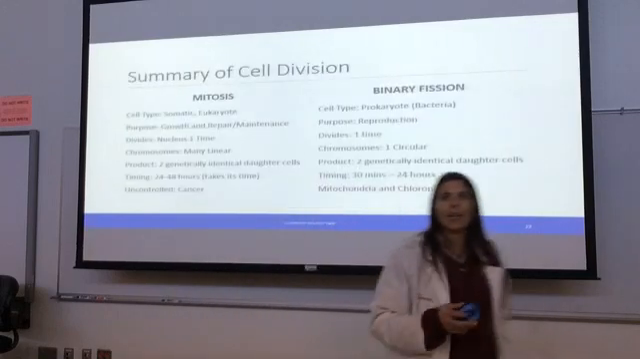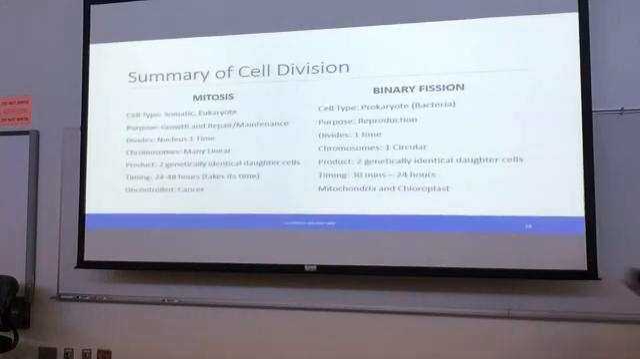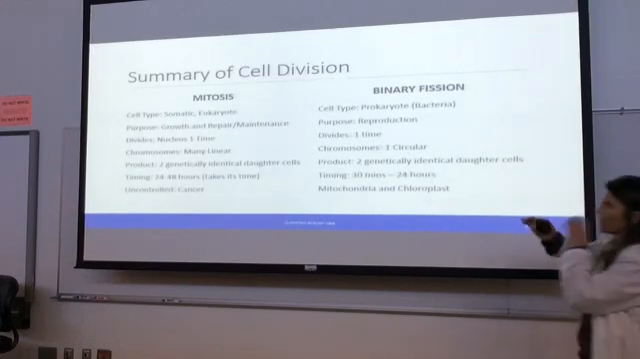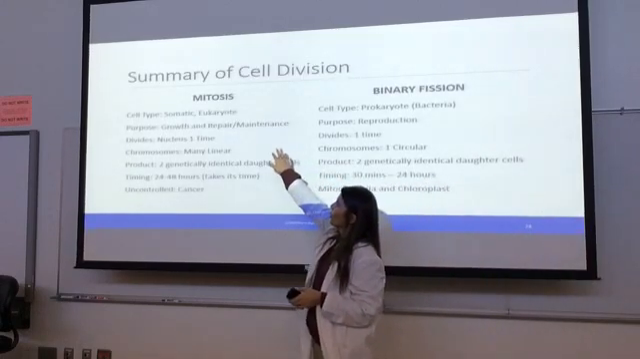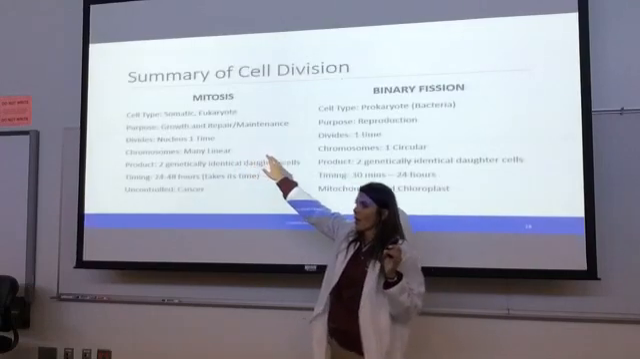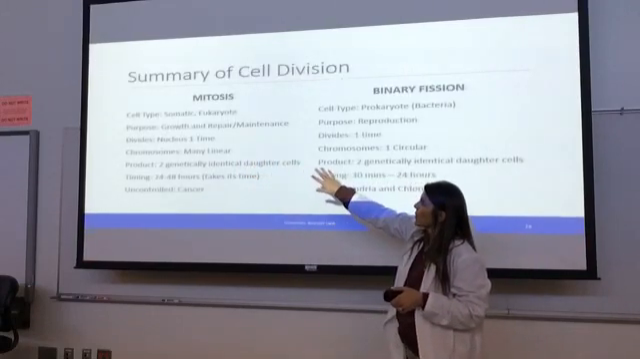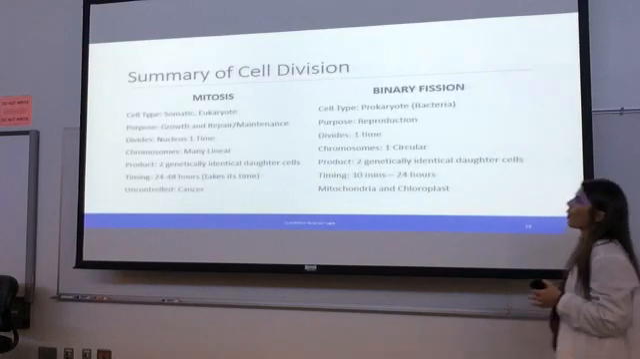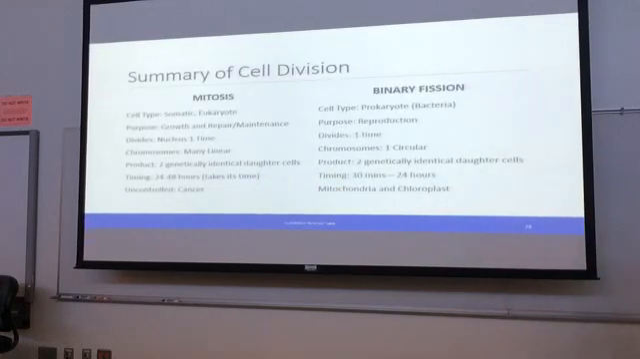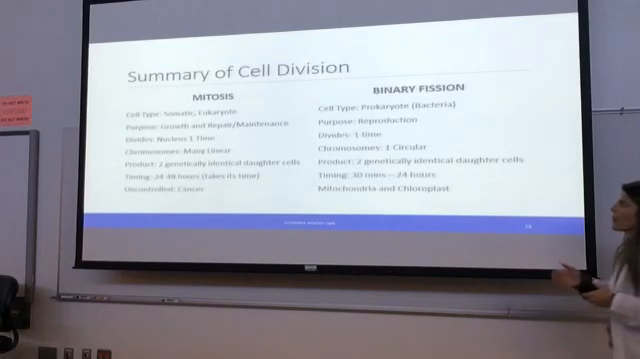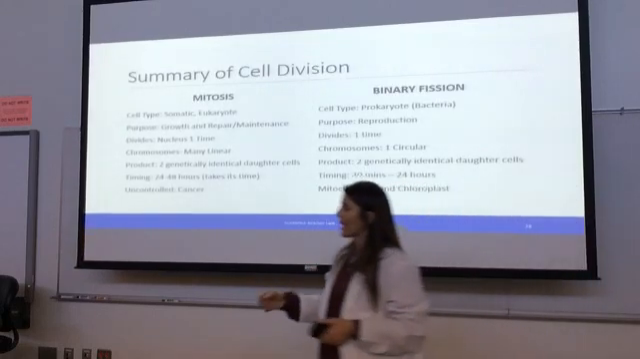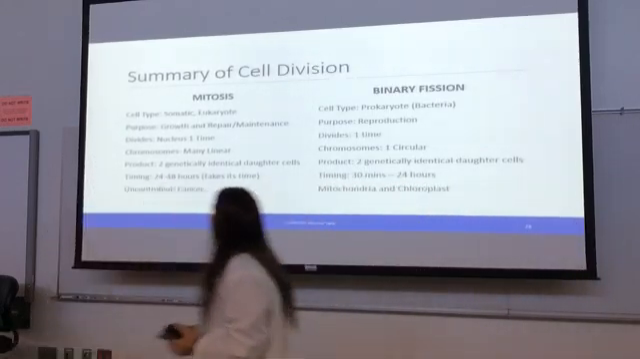The very last thing is my summary slide over this whole chapter. For mitosis, mitosis occurs in a somatic eukaryotic cell, and I'll explain somatic on Tuesday. The purpose of mitosis is growth and repair, or the maintenance. The nucleus will divide one time. The chromosomal structure is linear, and there are many linear chromosomes for eukaryotes. The product is 2 genetically identical daughter cells.